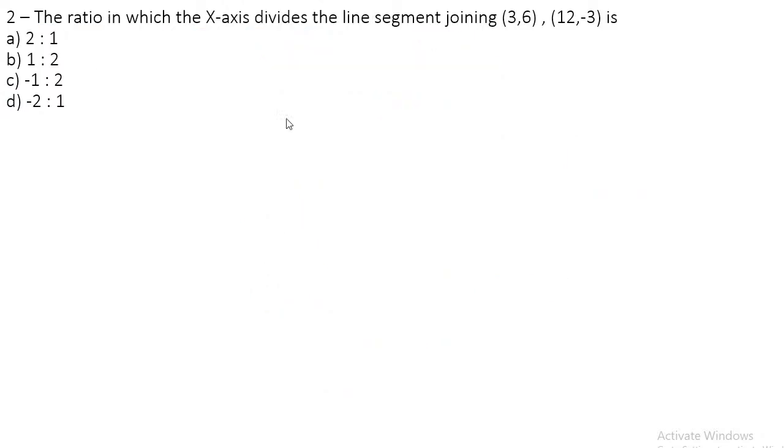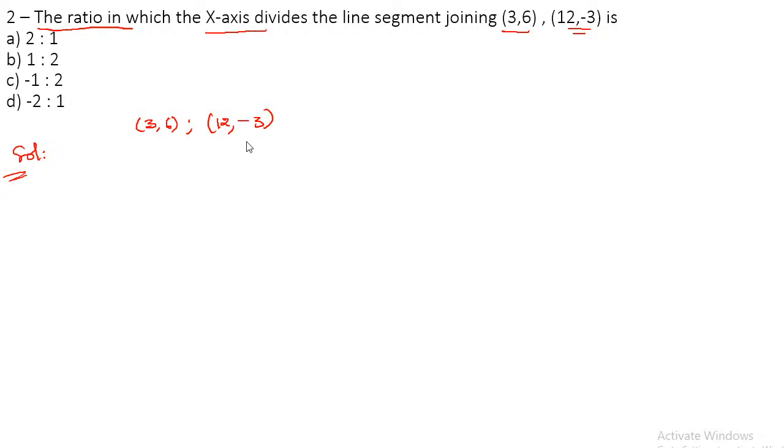So the second question: the ratio in which the x-axis divides the line segment joining 3, 6 and 12, minus 3. So how do we solve this problem? The given points are 3, 6 and 12, minus 3.